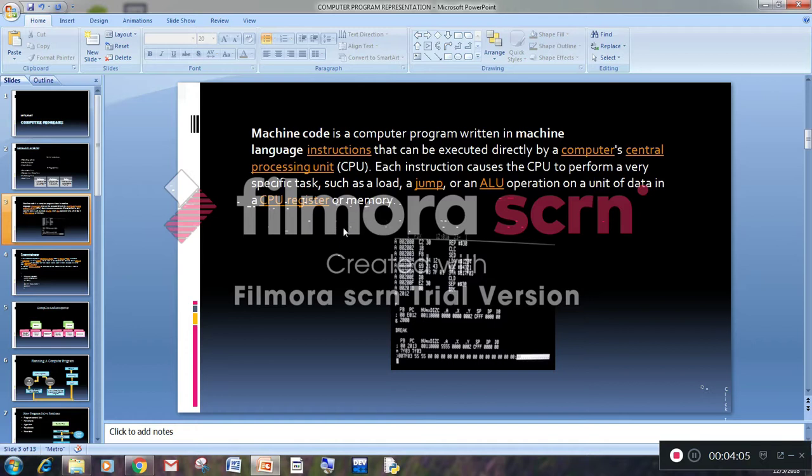In machine languages, the instructions or programs do not need to be compiled or converted into object code. They are directly understood by the computer and can be run directly by the central processing unit. Each instruction causes the CPU to perform a very specific task.